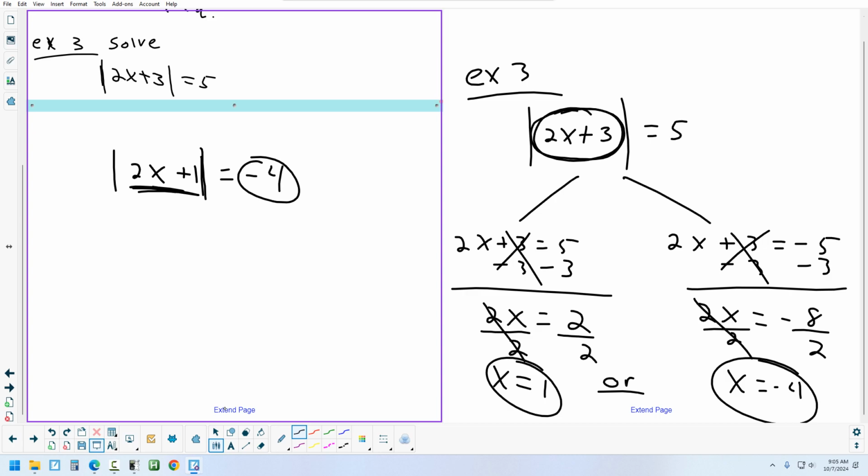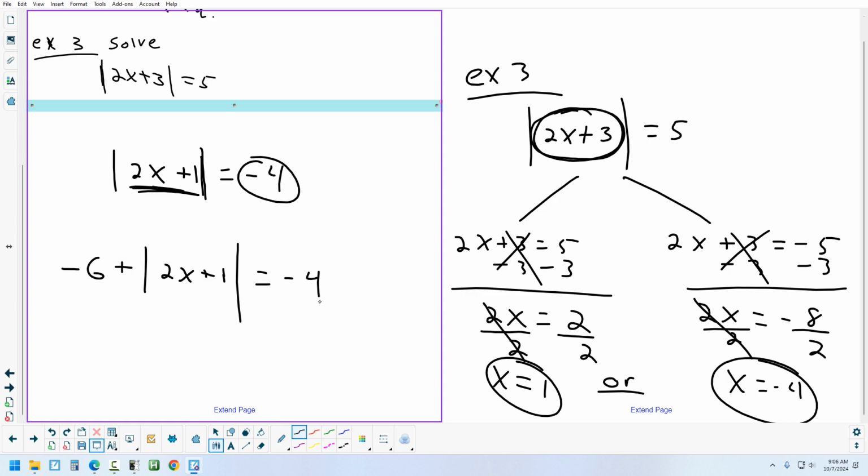Now, what if I had something like, let's say, -6 plus the absolute value of 2x plus 1 equals -4. Would you look at that one also right away and just say, oh, it's absolute value equal to a negative? No solution. Why is this one okay?